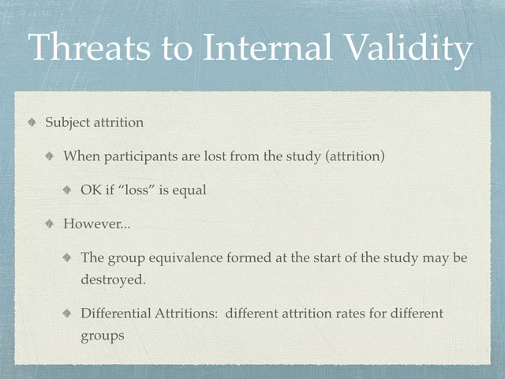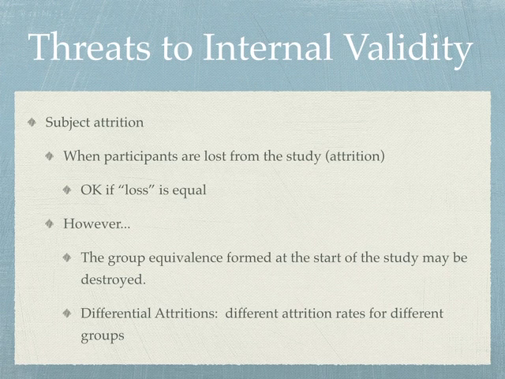Differential attrition is one of the things that we call this, or selective attrition. Again, this is where we have different attrition rates for different groups. So again, more people are dropping out of your treatment condition than your control condition. More people are dropping out of condition A than conditions B and C, those kinds of things. Because our groups no longer have that same equivalence that we started out with, this becomes a problem. We could see this being an issue.